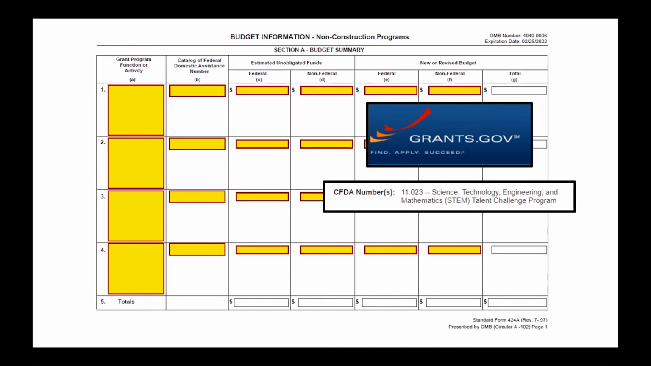Both of these columns will be filled out with the information from the CFDA number listed on grants.gov. The first column will be the catalog program title, which is the title associated with the CFDA number. The second column is where you will enter the numeric CFDA number as associated with the grant that you are applying for. Because you will only be applying for one federal grant at a time, you will only complete one row of this section.